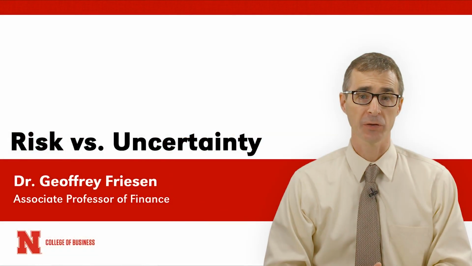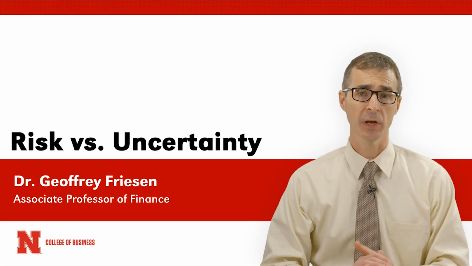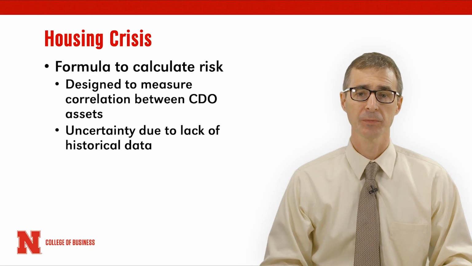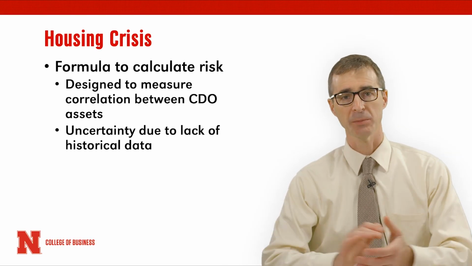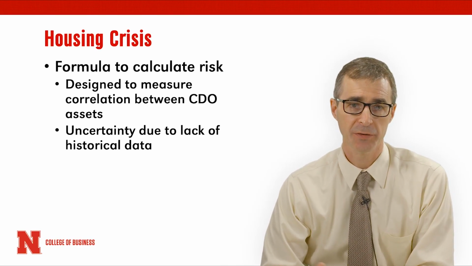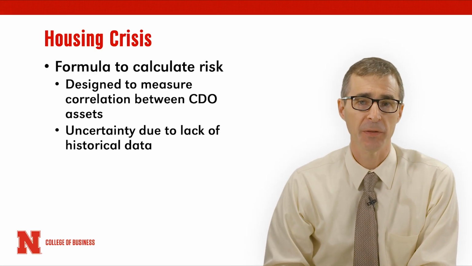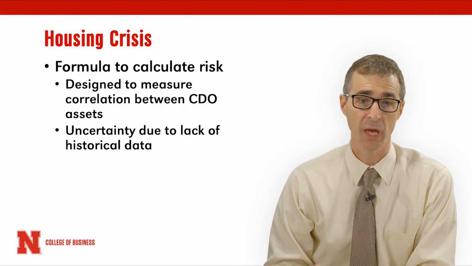In this lecture, I'd like to talk a little bit about risk and uncertainty and what ideas economists have in mind when these two terms are being used. As a backdrop to this, I'd like to go back to the housing crisis of 2006, 7, 8, and 9 and talk for a minute about the formula that was used to calculate risk.